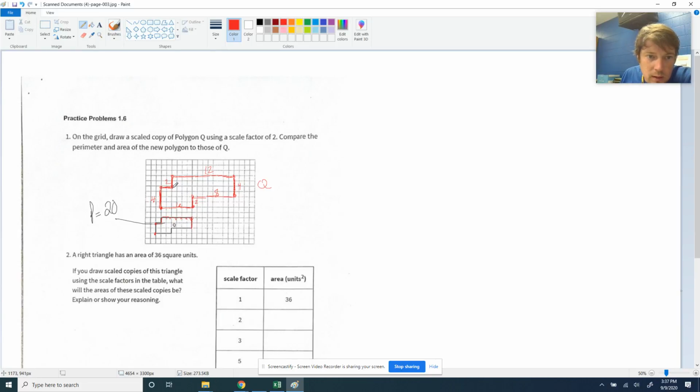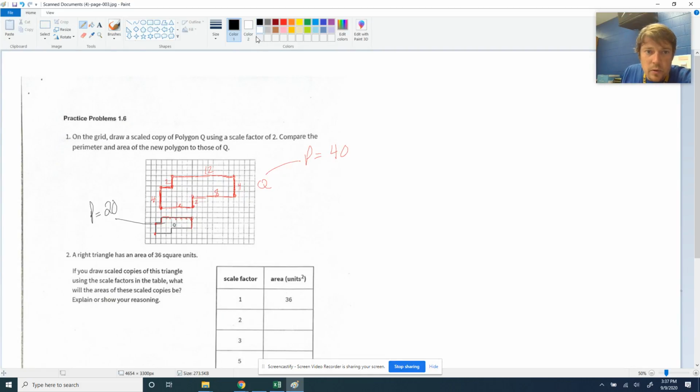4, 6, 8, and then plus 12 is 20, plus 4 is 24, plus 8 would give me 32, and then plus 2 more would be 34, 34 plus 6. Yeah, its perimeter is equal to 40. Well, that makes sense because it was scaled up by a factor of 2, so the perimeter doubled, right?